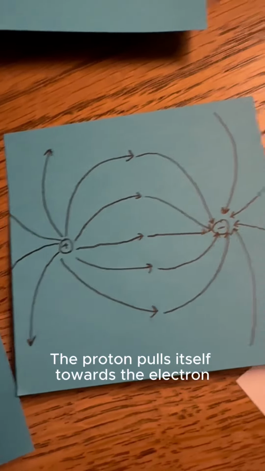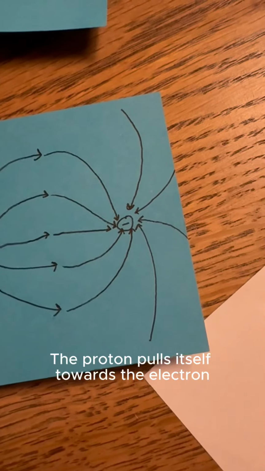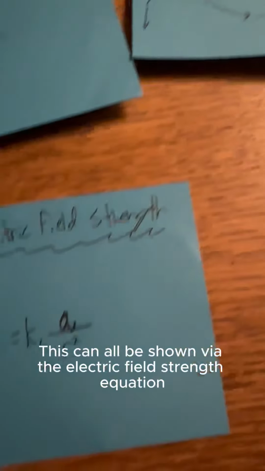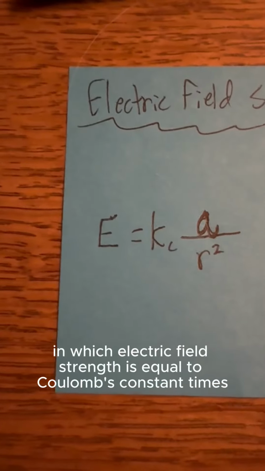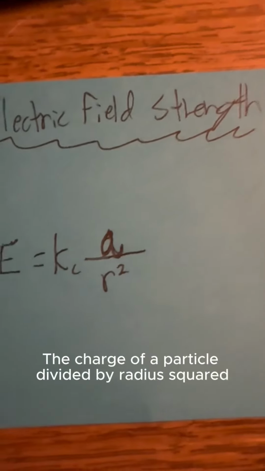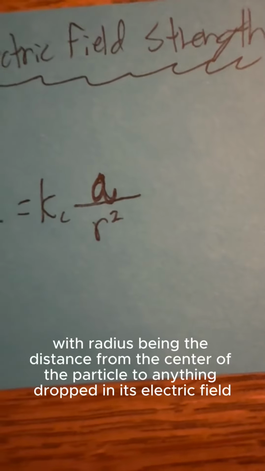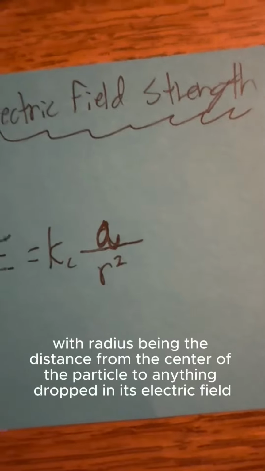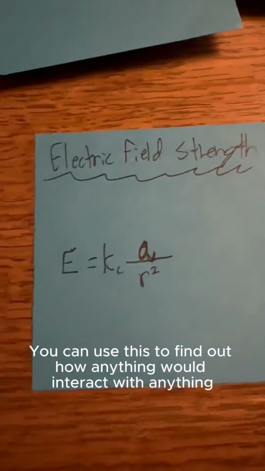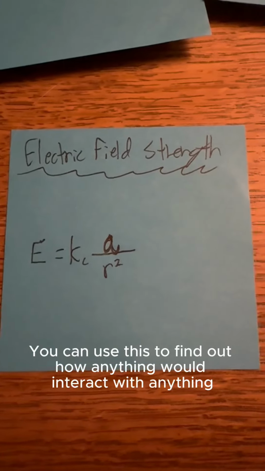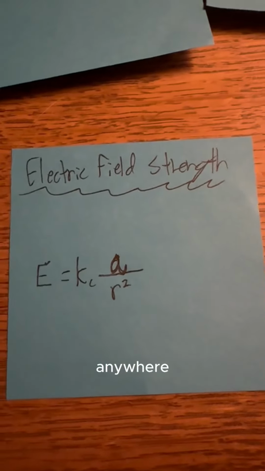Because of this, we can also see exactly why they're attracted to each other. The proton pulls itself towards the electron. This can all be shown via the electric field strength equation, in which the electric field strength is equal to Coulomb's constant times the charge of a particle divided by radius squared, with radius being the distance from the center of the particle to anything dropped in its electric field. You can use this to find out how anything would interact with anything, anywhere. And if that's not pretty cool, I don't know what is.